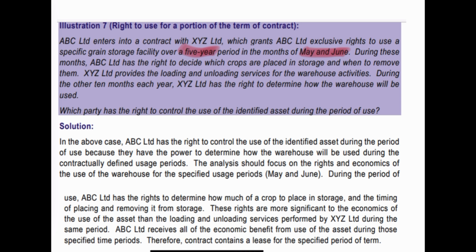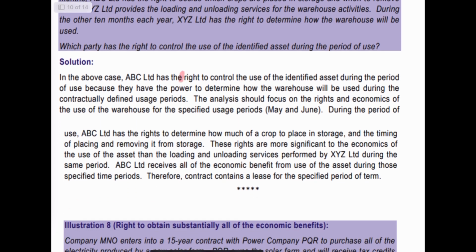So here the answer is ABC Limited has the right to control the use of the identified asset during the period of use because they have the power to determine how the warehouse will be used during the contractually defined usage period. The analysis should focus on the rights and the economics of the use of the warehouse for the specified usage period, May and June. During the period of use, ABC Limited has the right to determine how much of the crop to place in storage and the timing of placing and removing the crop. It's all decided by ABC Limited.